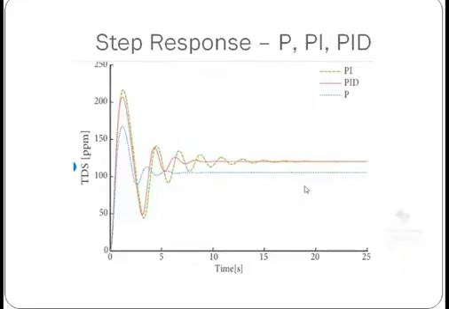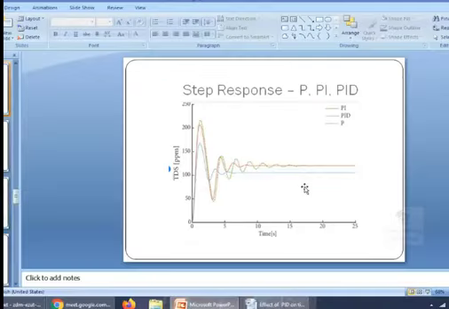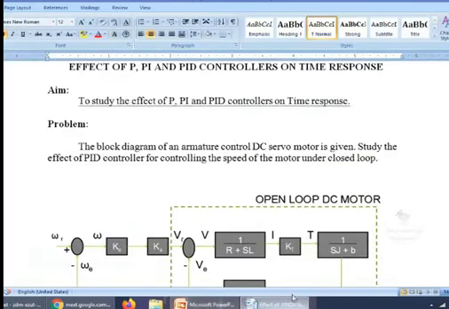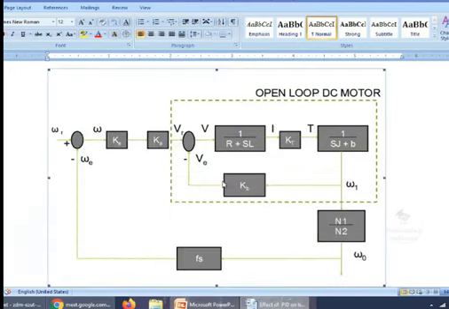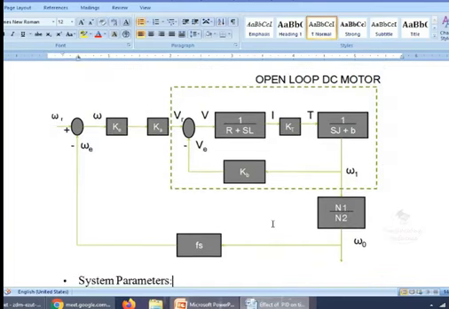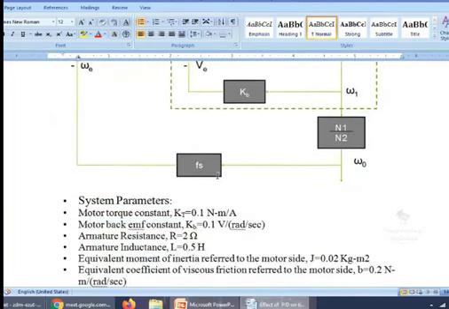Before moving to the response, I can show you an experiment we have conducted in our laboratory through MATLAB software. In the Word file, I am studying the effect of PI and PID controllers on time response. The system I have chosen is an armature control DC servo motor. This is the classic example we usually choose. You consider this DC motor as a system, with an amplifier gain and an error gain. And the system parameters I have chosen are KP, KD, the armature resistance, all those things.